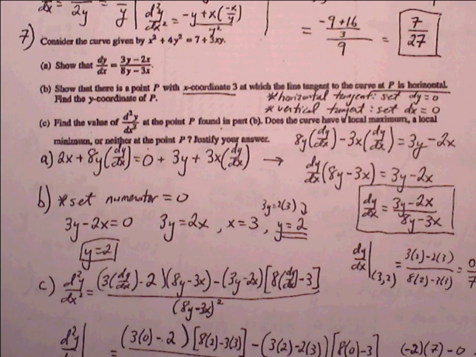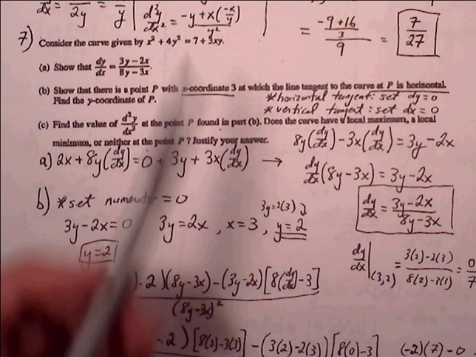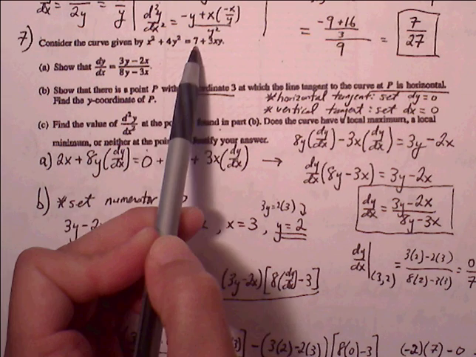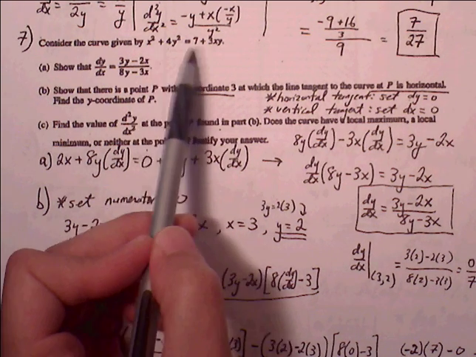All right, number 7 here. Consider the curve given by x squared plus 4y squared is equal to 7 plus 3xy. Part A, show that dy/dx equals (3y minus 2x) all over (8y minus 3x). So again, we want to find the derivative, but notice the variables are mixed with one another, so we have to go through implicit differentiation.